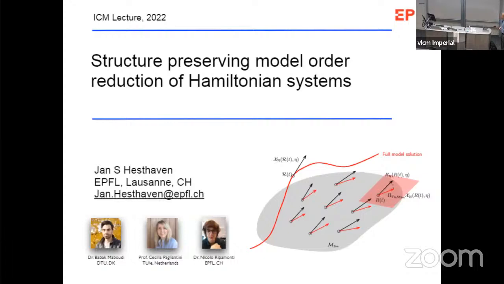So I will talk about, as I said, structure preserving model order reduction of Hamiltonian systems. I'll try to explain what this means, assuming that many of you perhaps are not fully aware of the kind of work. The work is the result of an effort over at least 5 years with two former students, Babak Mubadi and Nicola Ripamonti, and a former postdoc, Cecilia Bacchettini.